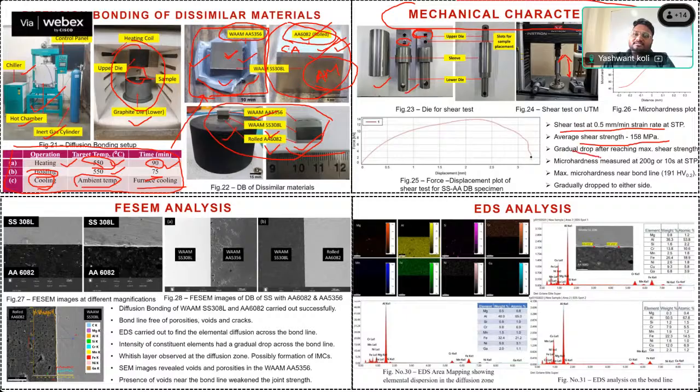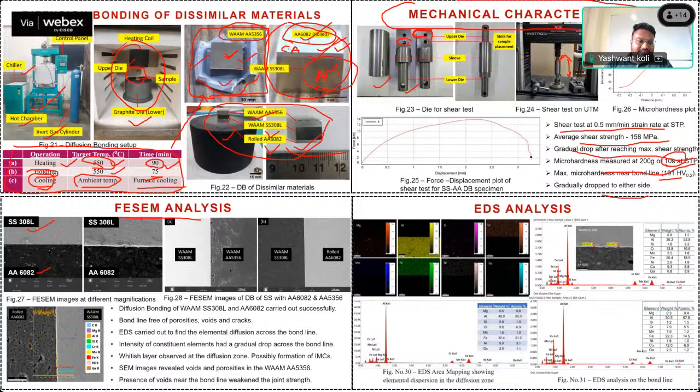So there is a gradual drop after reaching maximum shear strength. Micro hardness measurement at 200 grams was done at a dwell time of 10 seconds. So micro hardness was 101. So all the mechanical properties were very good. Then we went for FESEM analysis. Then you can see 308L and 6082 here.